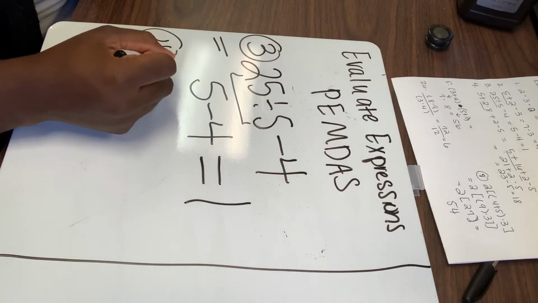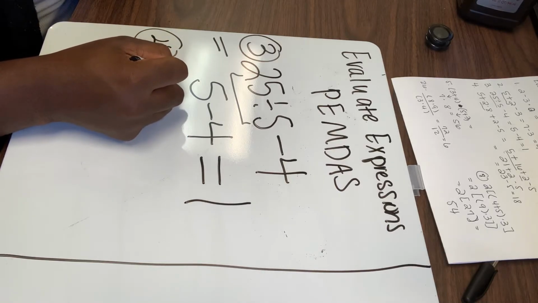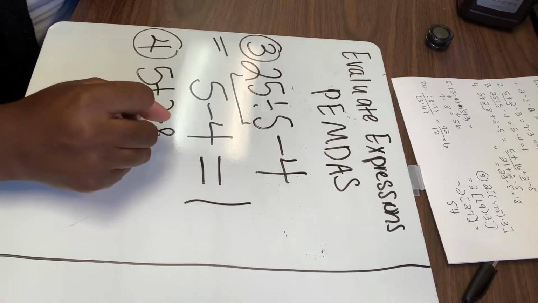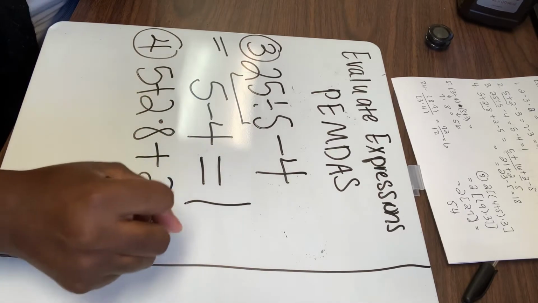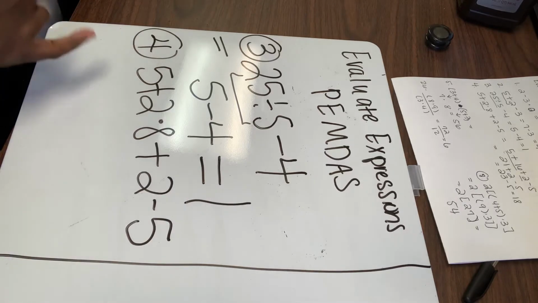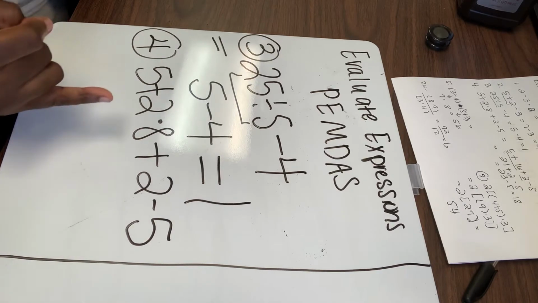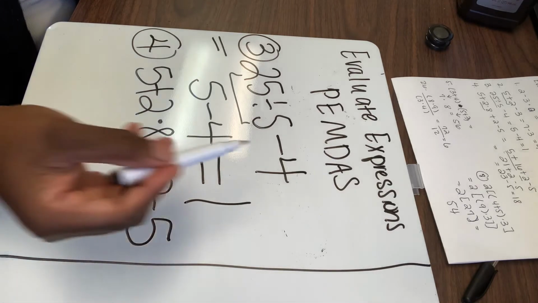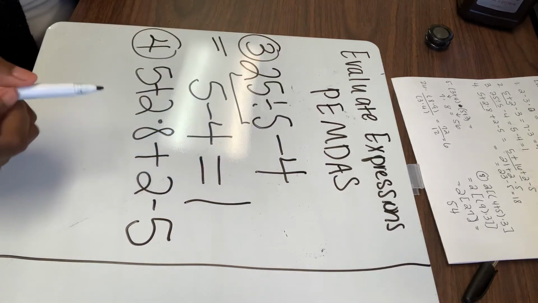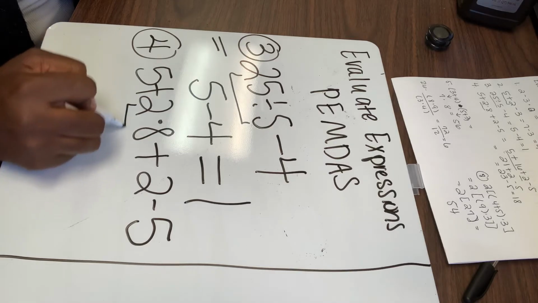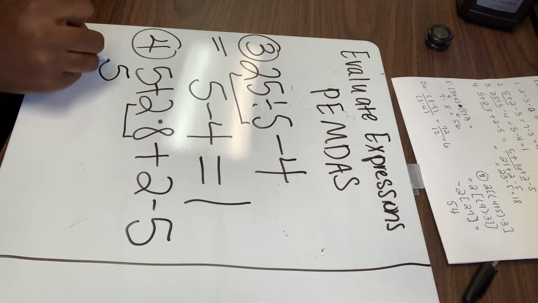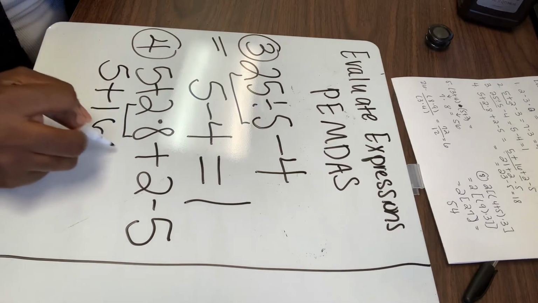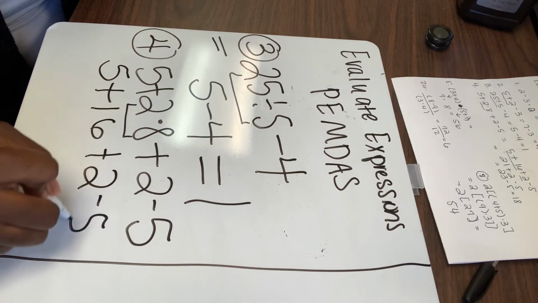Okay, and this one is going to be a long one. So we have 5 plus 2 times 8 plus 2 minus 5. Okay, so right here we have multiplication, addition, and subtraction. Well, if you come up here, we do multiplication first. Everything else we bring it down. So we do 5 plus 8 times 2, which is 16, plus 2 minus 5.